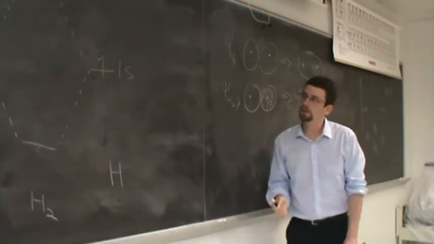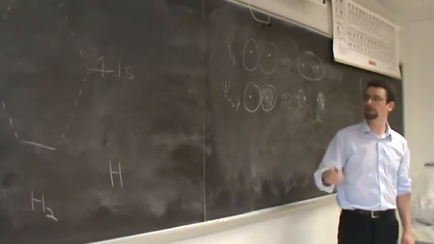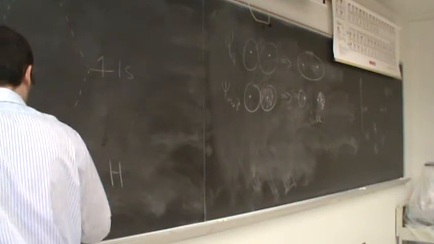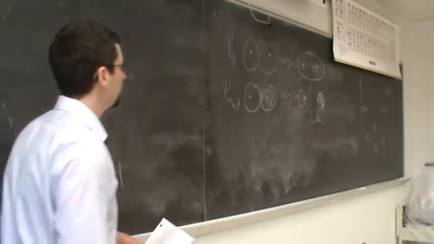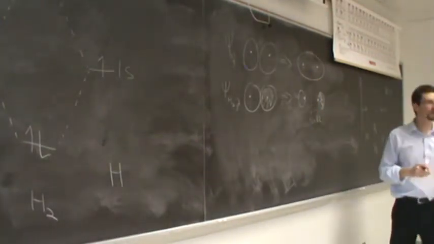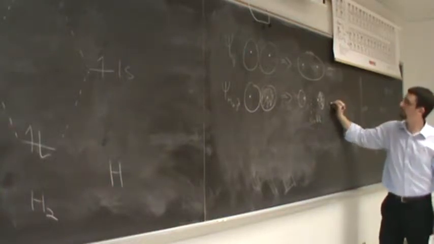Okay, so how many electrons does H2 have? Two. Where are they going to go? Yep, in the bonding orbital. Now let's consider the type of overlap that we have here. What type of overlap do we have between these s orbitals? Sigma, pi, or delta? Sigma. Yep. So we got sigma, and we got sigma.